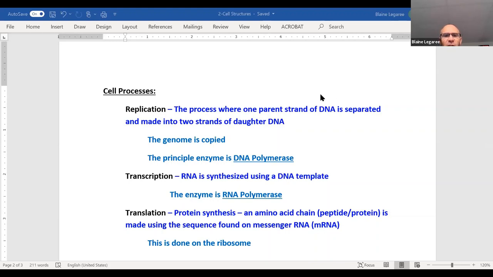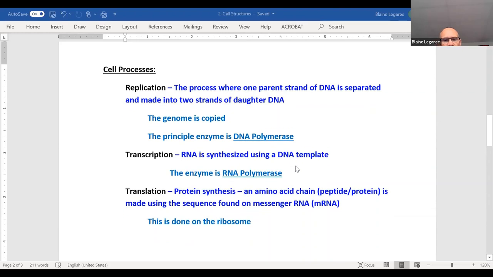I see there's a question here. Somebody says, can we say the genome contains genetic information? You certainly can. In fact, the genome, by definition, is all of the genetic information found in the cell. Okay, back to the PowerPoint. There we go.